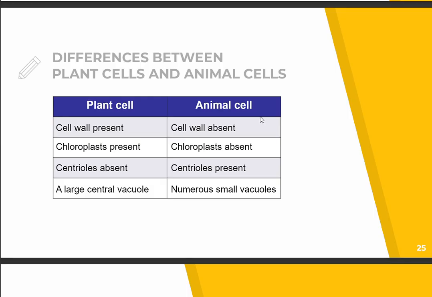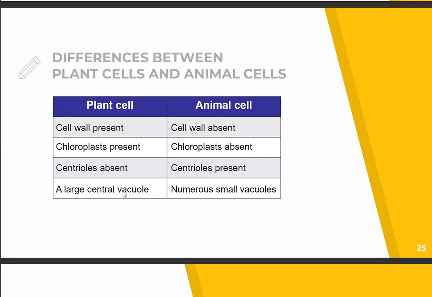Now let's have a look at the differences between the plant and the animal cell. So we have a cell wall in the plant, but we do not have a cell wall in the animal. We have chloroplasts in the plant cell, but we do not have chloroplasts in the animal cell. We have centrioles in the animal cell, we don't have centrioles in the plant cell. We'll talk about what centrioles are later, but centrioles are present in the animal cells.